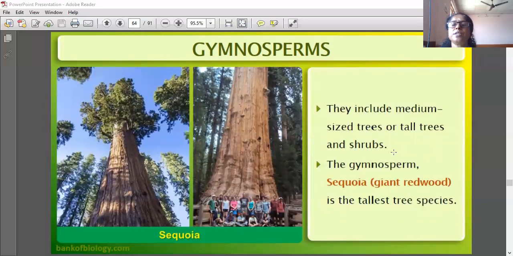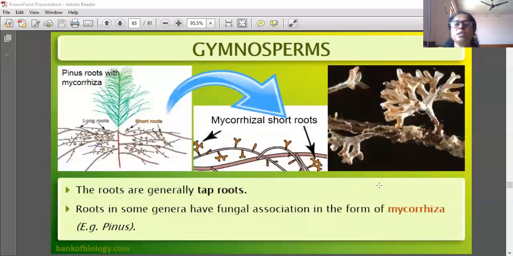They include medium-sized trees, tall trees and shrubs. The gymnosperm Sequoia is the tallest tree species. The roots are generally taproots. Roots in some genera have a fungal association. This white color is the fungus. That is called mycorrhiza: the root of the plant is in fungal association.